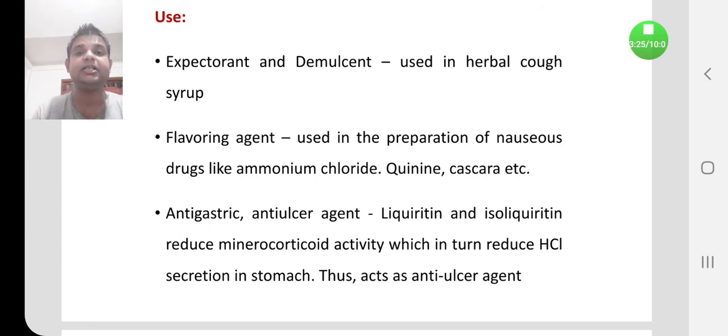As I already mentioned, it is also used for its anti-gastric and anti-ulcer property. Liquoritin and isoliquoritin reduce the mineralocorticoid activity, which in turn reduces the HCl secretion in the stomach. So thereby it acts as an anti-ulcer agent. This is mainly due to the presence of flavonoid glycoside in licorice.